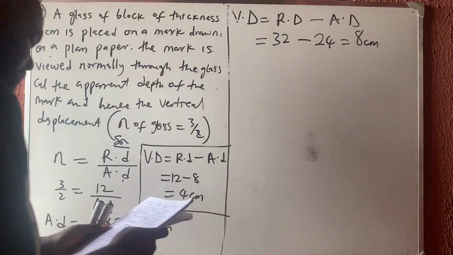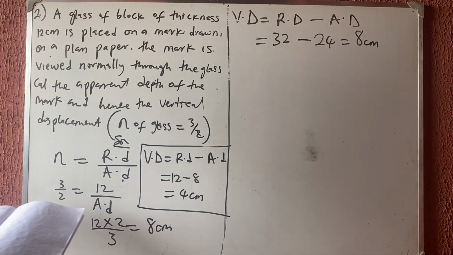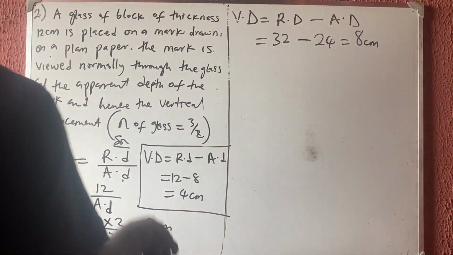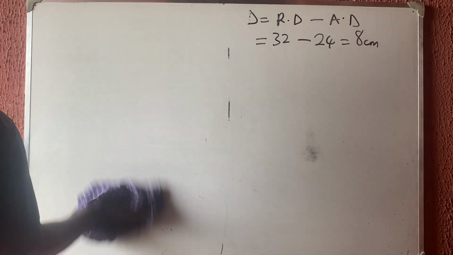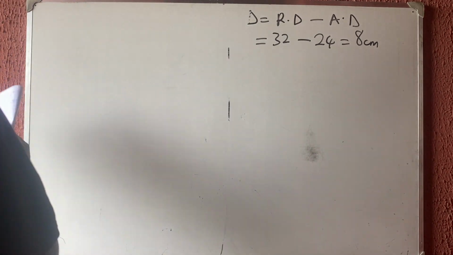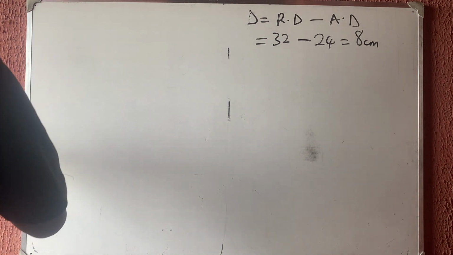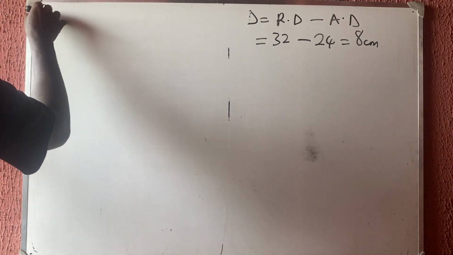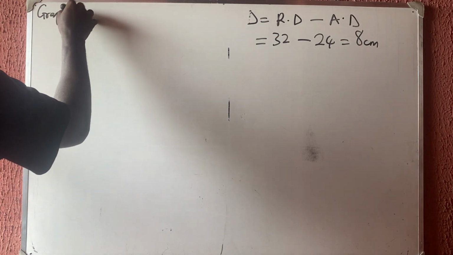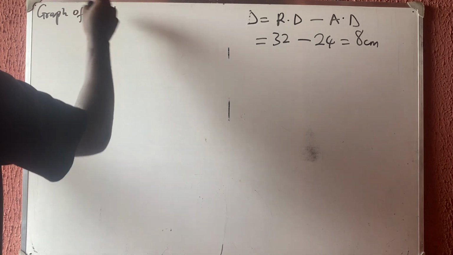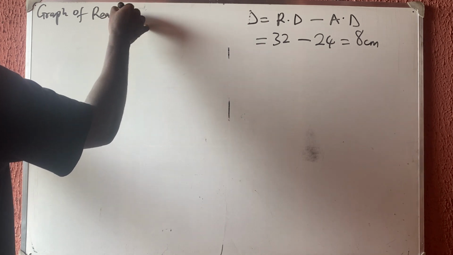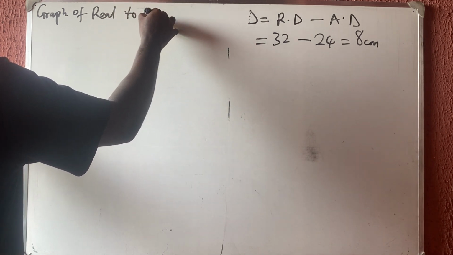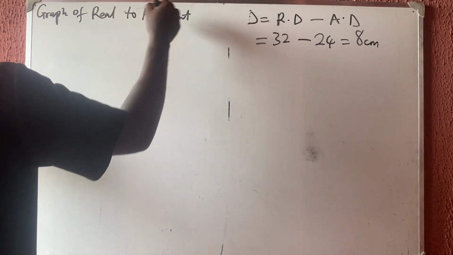We're almost through. Let's talk about the graph of real depth to apparent depth.